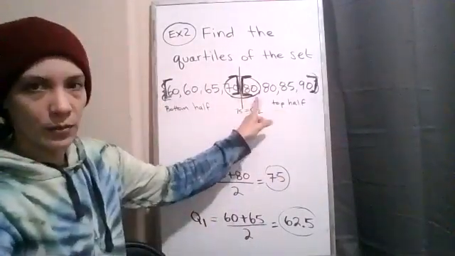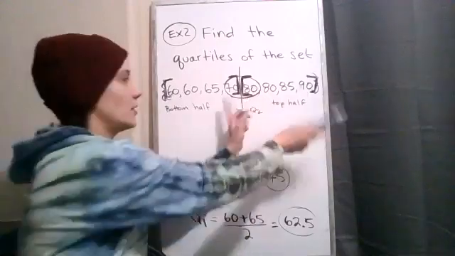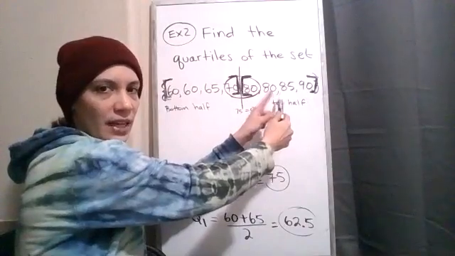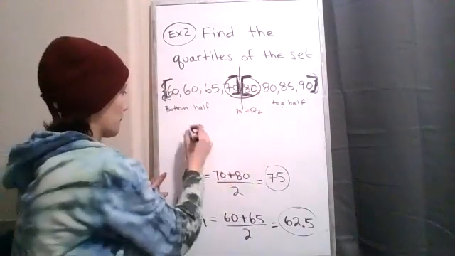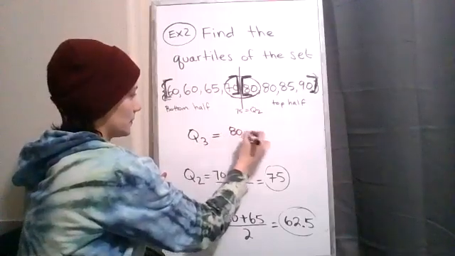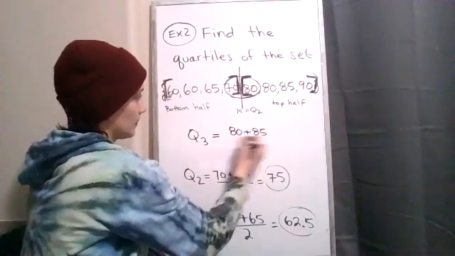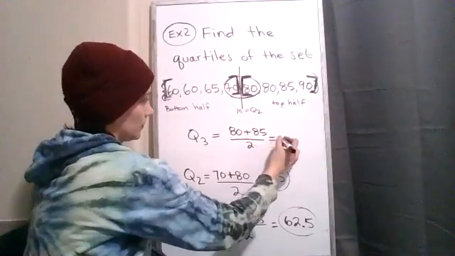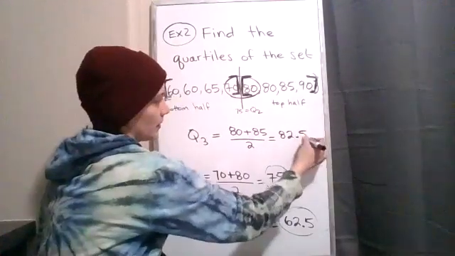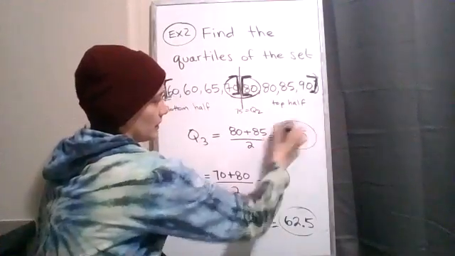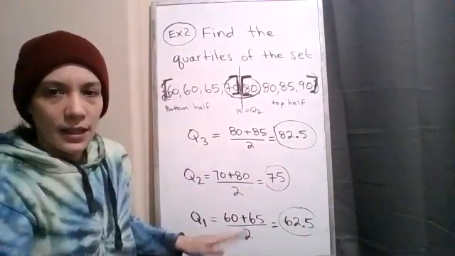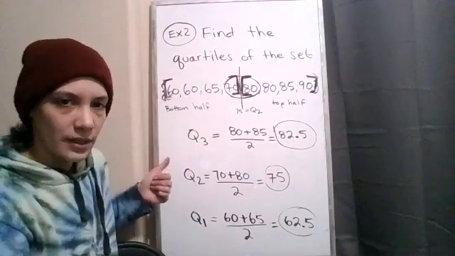Okay, so Q3 will be the median of this top half. So you find the edge, go towards the middle. The middle would be the average of 80 and 85. 82.5. Q1, Q2, Q3, we're good to go.